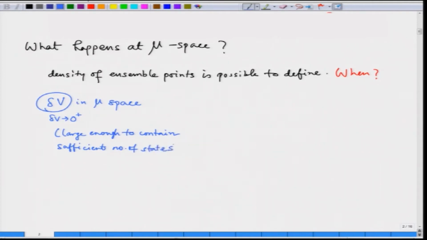Of course, when I talk about states, that is the state corresponding to one single particle. So, if one point in mu space corresponds to the state, for example, at a given time of particle number 4, then another point can denote the state of particle number, let us say, 15, at the given time instant. So, this delta V should be large enough to contain a sufficient number of states so that we can define some density. That is exactly the same philosophy which we used for gamma space.